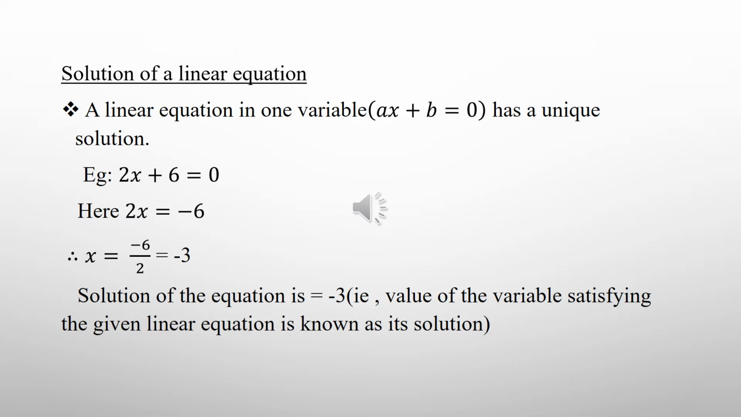For example, if 2x plus 6 equal to 0 is a linear equation in one variable, we can say x is equal to negative 6 by 2, which is equal to negative 3. Here, the solution of the equation is negative 3. That is, the value of the variable satisfying the given linear equation is also known as its solution.